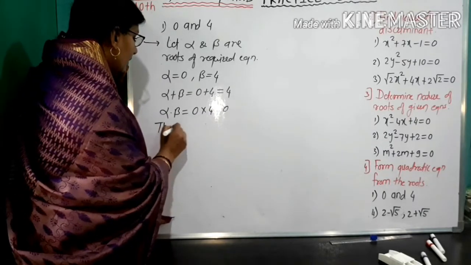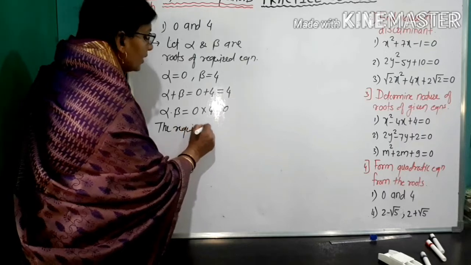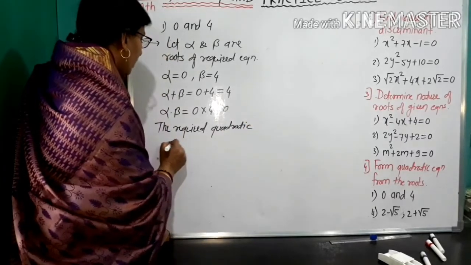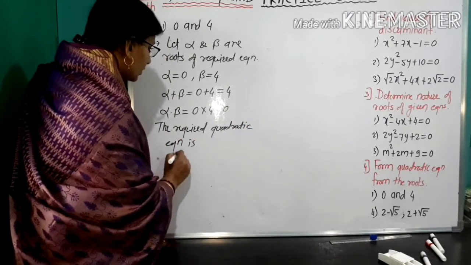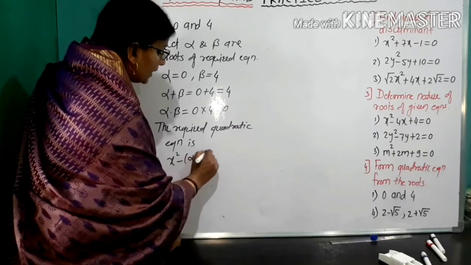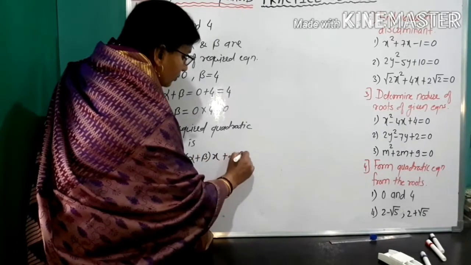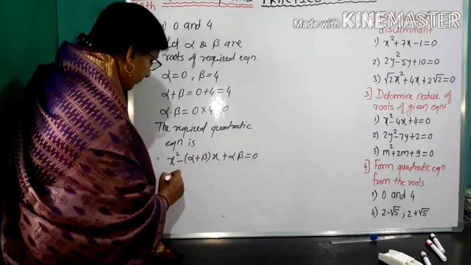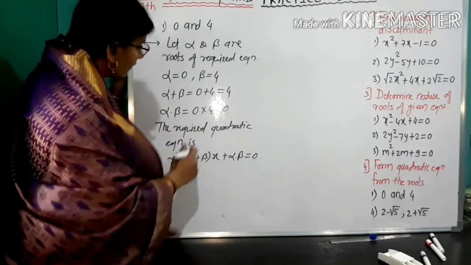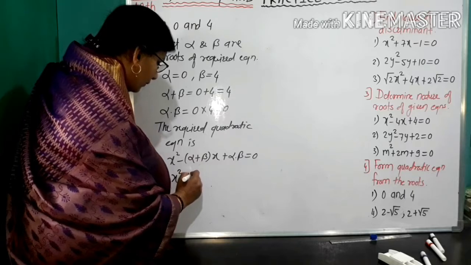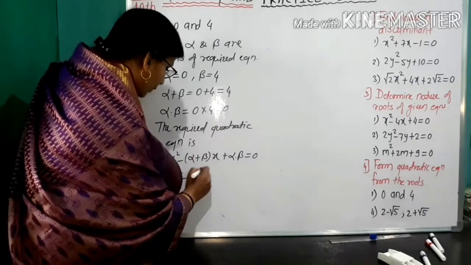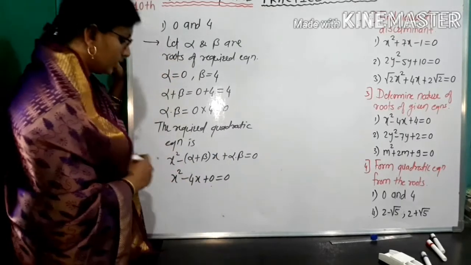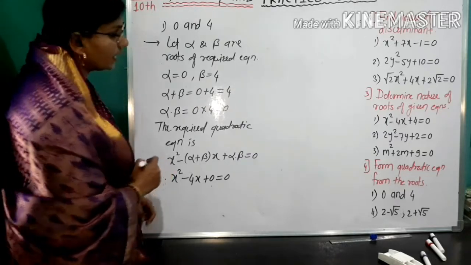Then the required quadratic equation is x square minus (alpha plus beta) into x plus alpha into beta equal to 0. Put the values of alpha plus beta and alpha into beta. That is x square minus, alpha plus beta is 4, 4 into x, and alpha into beta is 0, equal to 0. This is the required quadratic equation.